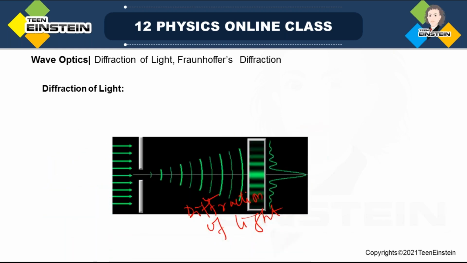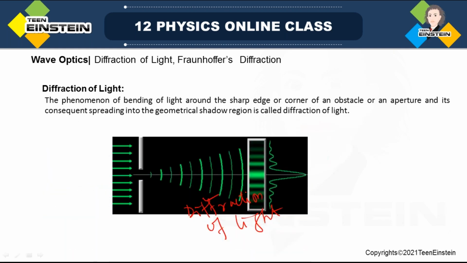Okay, so let us get the definition. The phenomenon of bending of light around the sharp edge or corner of an obstacle or an aperture, and its consequent spreading into the geometrical shadow region, is called the diffraction of light. So this is the definition of diffraction of light.